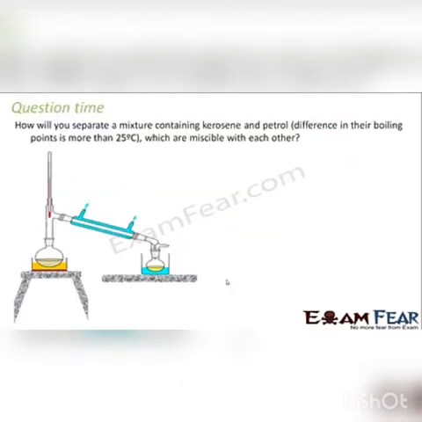So the question is, how will you separate a mixture containing kerosene and petrol, where the difference in the boiling point is less than 25 degrees Celsius, and they are miscible with each other? That means they are mixed with each other. So I have a sample which has kerosene and petrol. How will I separate? Since I know that the difference in the boiling point is less than 25 Kelvin, distillation will not help, right? So we have to go for, sorry, it is more than 25 degrees Celsius.